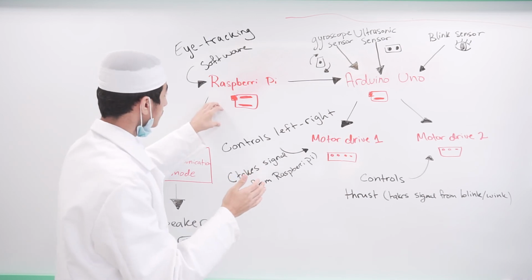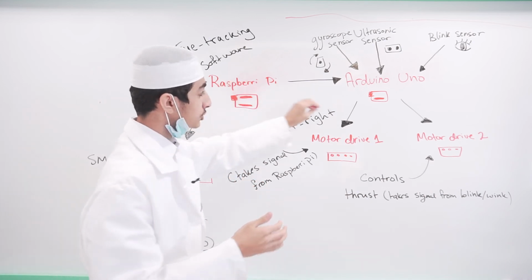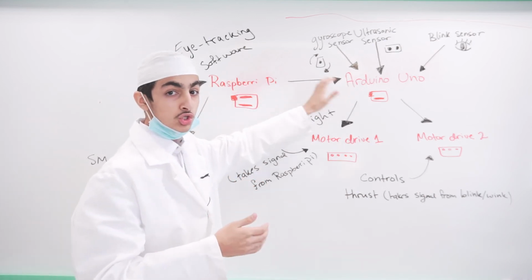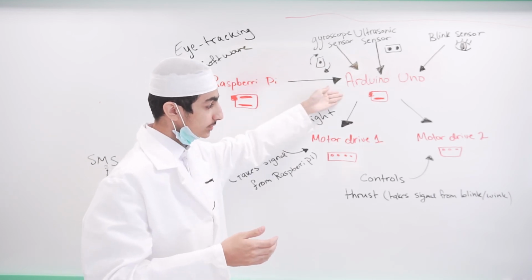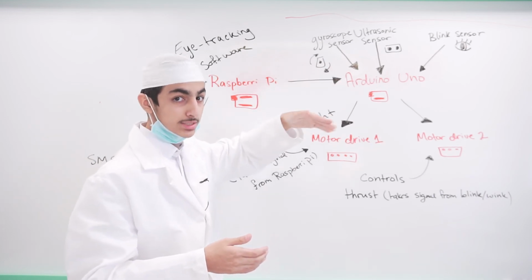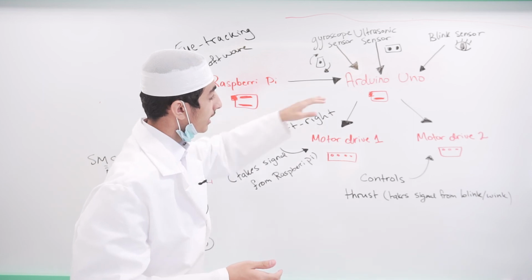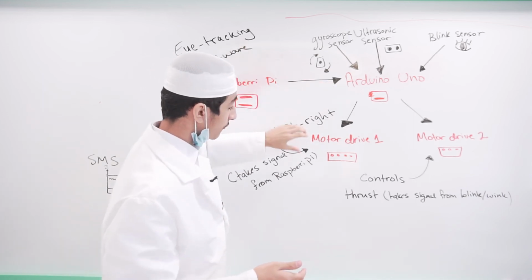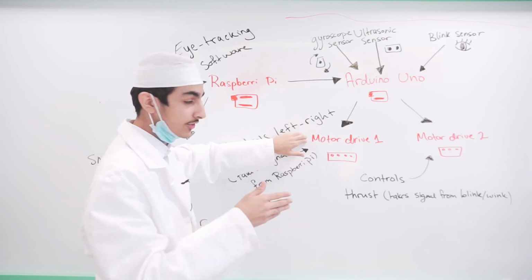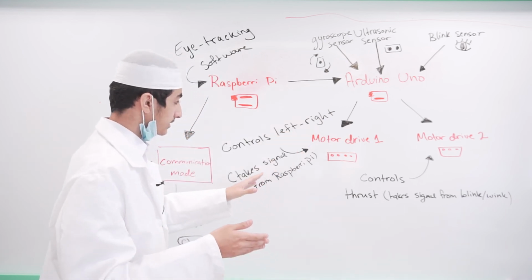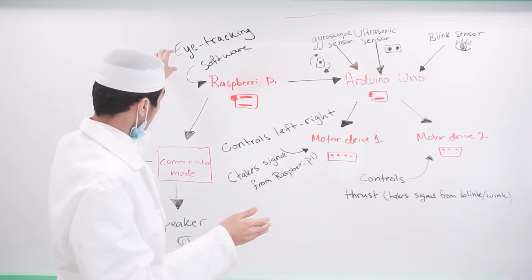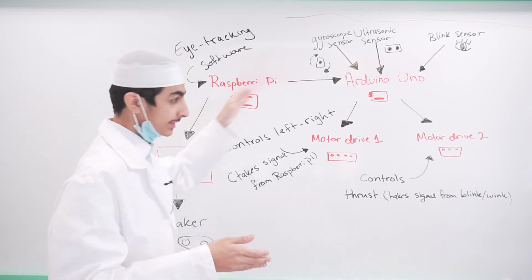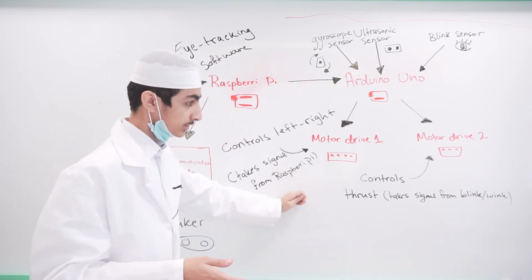So the eye track software will then send a signal to the Arduino depending on the input. So if you look left, it's going to send a signal to the Arduino Uno that it's left, and otherwise it's going to send right. So from there, the Arduino would then output that signal onto the first motor drive, which controls the left and right movement. So the eye track software will send it into the Raspberry Pi, into the Arduino, and into the first motor drive.